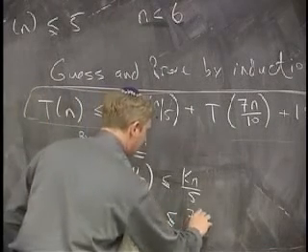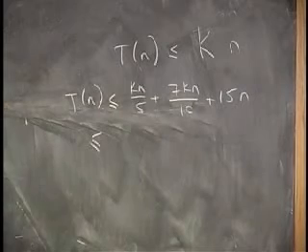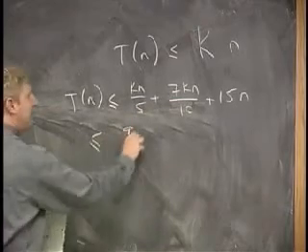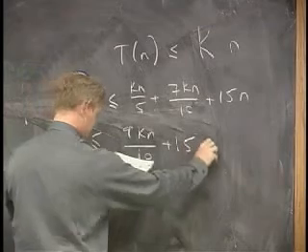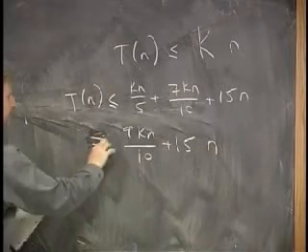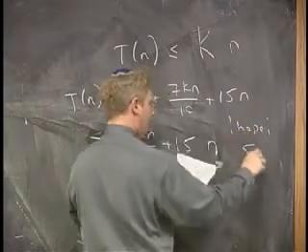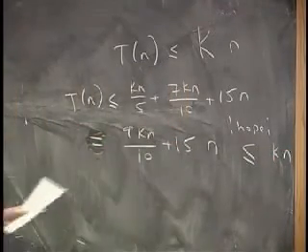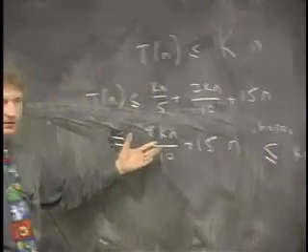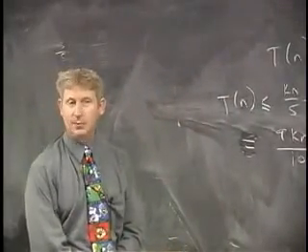So here you go, 7kn over 10. Let's go through the same steps and add it together. kn over 5 is the same as 2kn over 10, so I get 9kn over 10 plus 15n. I'm hoping that this is less than or equal to kn. If I want this to be true, I've got complete control over k. I can pick it to be anything I want.